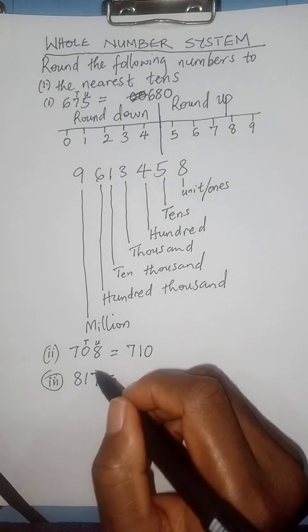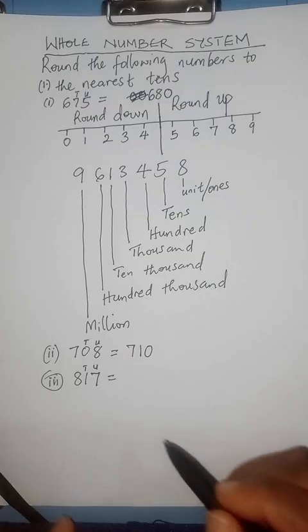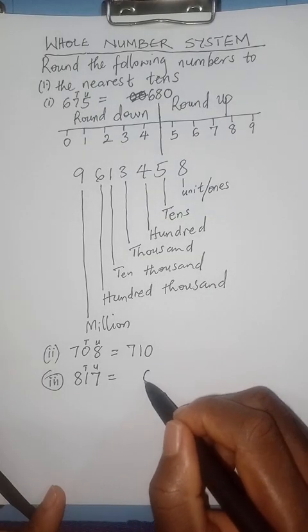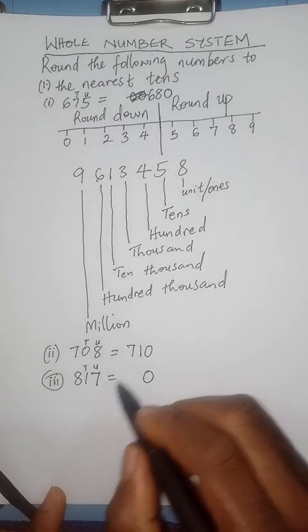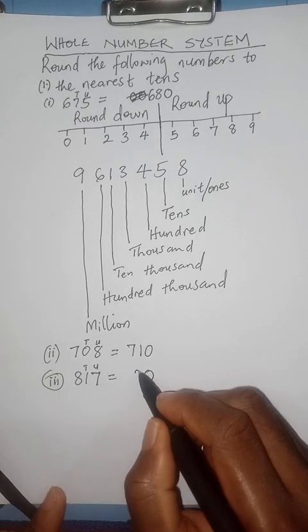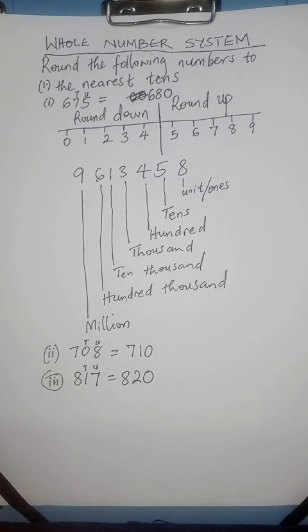Again, this is my units and this is my tens. I'm rounding to the nearest tens. Convert the units to 0. And so since the units can be rounded up, you add 1 to the tens, and that is 1 plus 1, 2, and you have 820. Easy peasy.